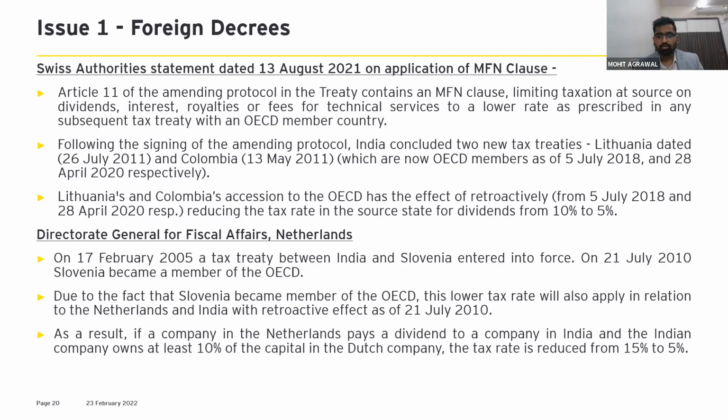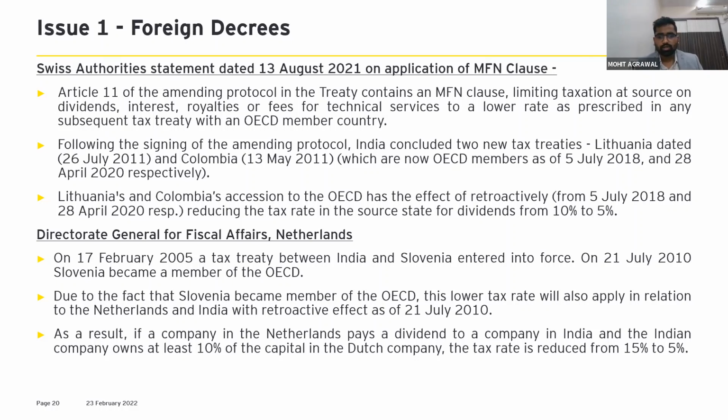So as far as Swiss authorities are concerned, they have taken an MFN benefit from the two concluded tax treaties, in the case of Lithuania and Colombia, which were not OECD members when they were entering into the treaty with India, and they became OECD members at a later point of time. And pursuant to those treaties, any dividend transaction which was getting taxed pursuant to a treaty between India and Switzerland, the SSEs have been taking recourse to the reduced rate of tax at the rate of 5%. So Swiss authorities gave their thumbs up to these treaties, and gave a statement very recently in the month of August 2021, and really said that Lithuania's and Colombia's accession to the OECD has the effect of retroactively reducing the tax rate as far as the dividend taxation is concerned.